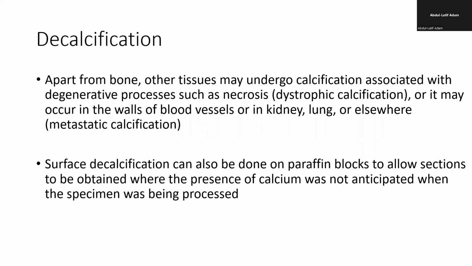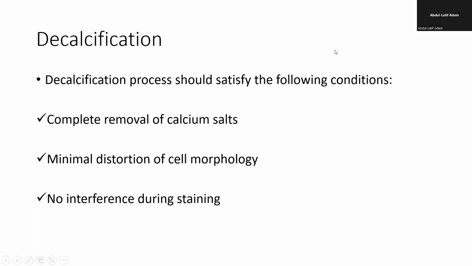So depending on the type of calcification that you have or the density of the calcification, you can also do surface decalcification, where you process the tissue normally, and then when you're about to section the tissue, you decalcify the surface. Okay, so you have surface decalcification and then whole tissue decalcification. As I mentioned, you cut the tissue into small fragments and then place it in the decalcifying solution. We'll talk about that in detail.